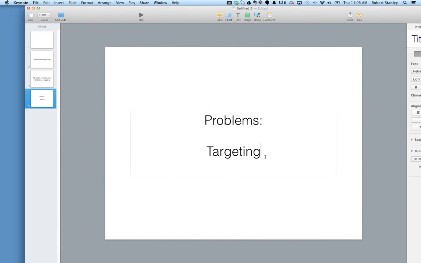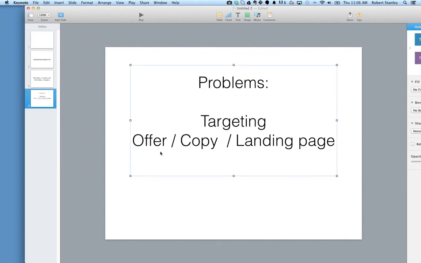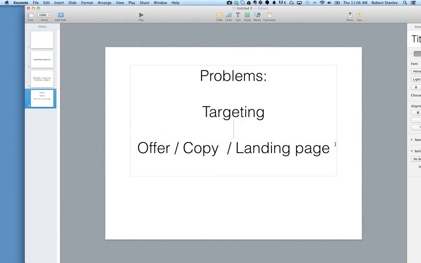The other one is the offer slash copy slash landing page. This is where a lot of issues occur, and you know a couple things. The target has to be right, the offer and the copy on the landing page has to be right, but also the advertisement, right? So the advertisement itself has to fit that target market. It has to pre-sell or pre-frame what they're about to see on the landing page.